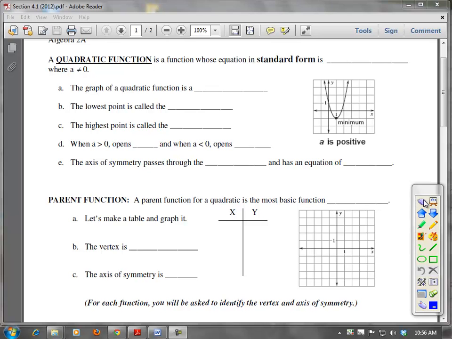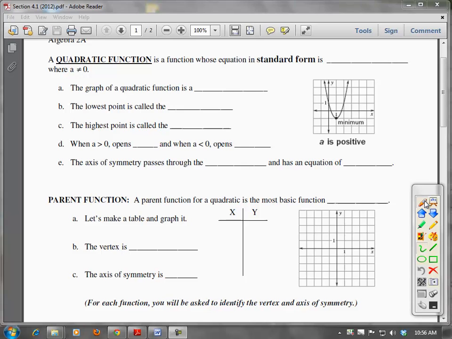Welcome to section 4.1. We are dealing with quadratics in chapter 4. So we're going to start you off today with basic graphing of quadratics. If you don't have a graphing calculator, I am going to show you how to do some of that without. If you do have a graphing calculator, get that out now because you're going to want to walk through some of this stuff with us using your graphing calculator.